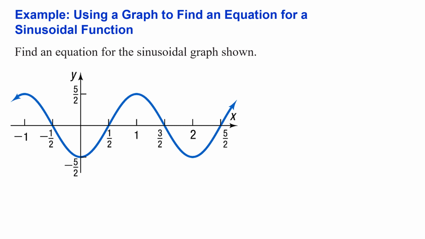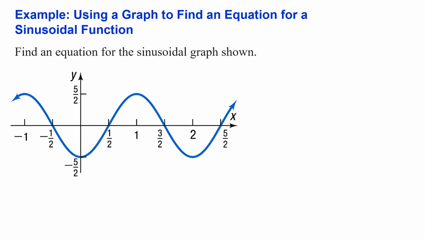In this viewing window, the visible x-intercepts are located at x equals negative 1/2, x equals 1/2, x equals 3/2, and x equals 5/2. The visible y-intercept is at the point (0, -5/2). The maximum value of 5/2 occurs at x equals -1 and x equals 1, and the minimum value is -5/2 and occurs at x equals 0 and x equals 2.